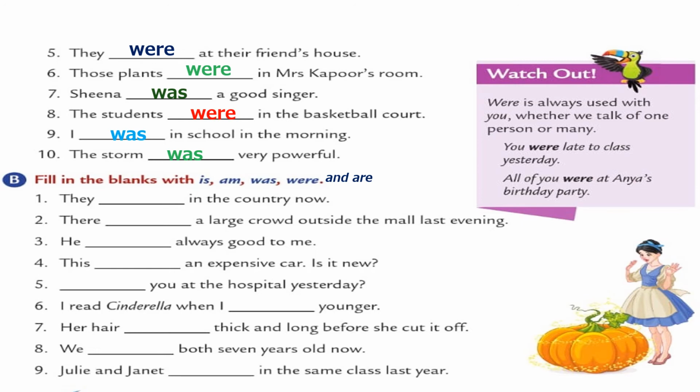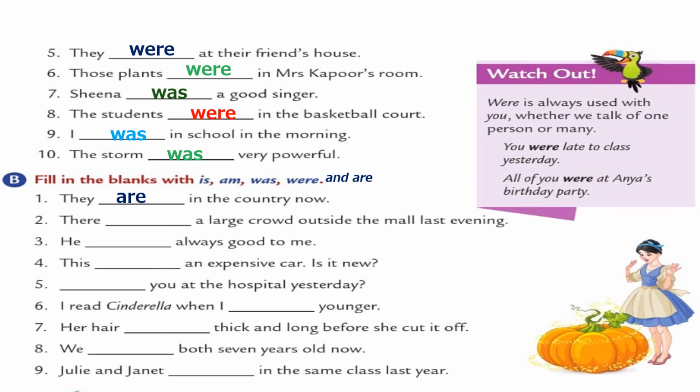Okay. Now fill in the blanks with is, am, are, was and were. They dash in the country now. So which one is it? Past or present, plural or singular? Now look at both the things. Yes, they are in the country now, because now tells you that this is present, and because they is plural we will use are.